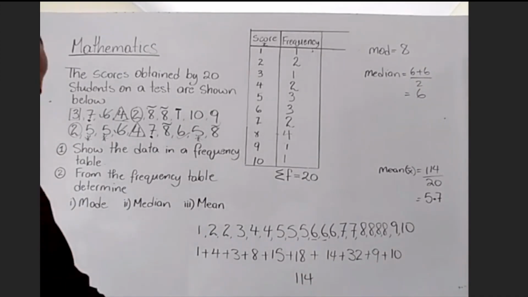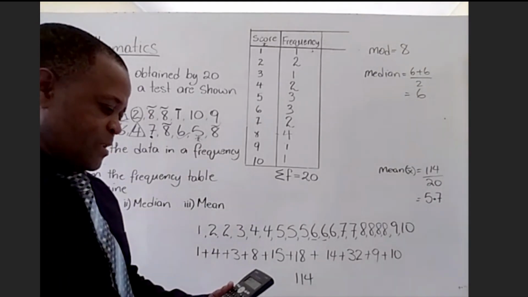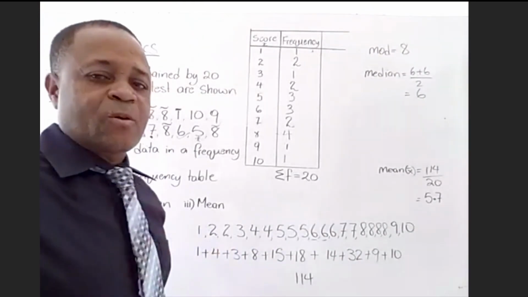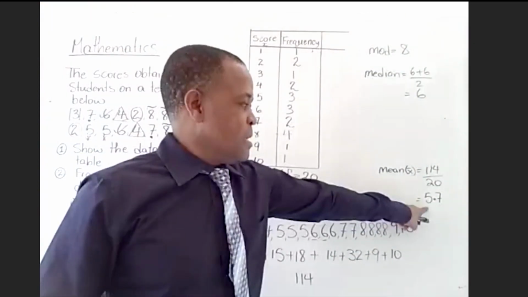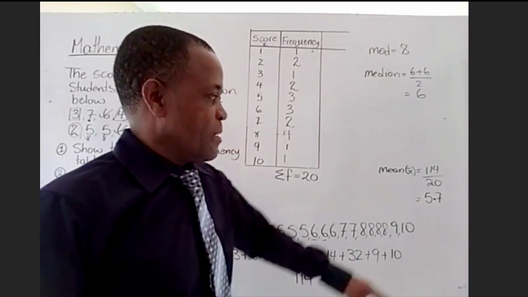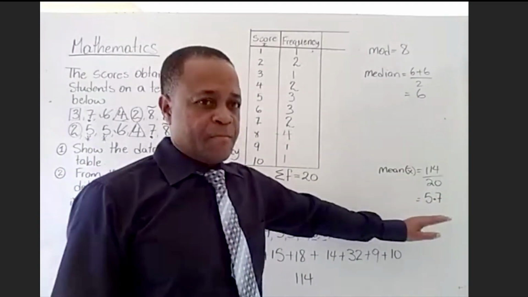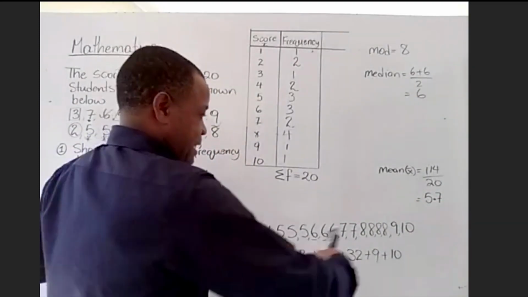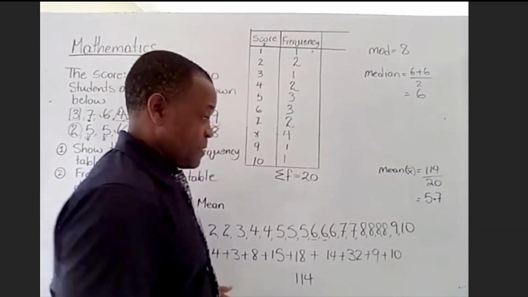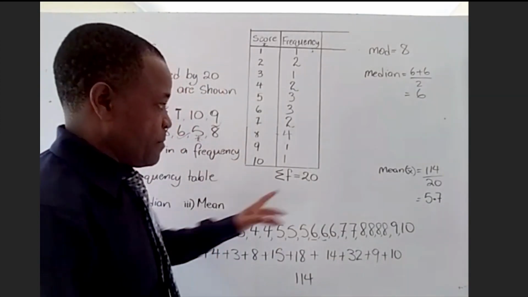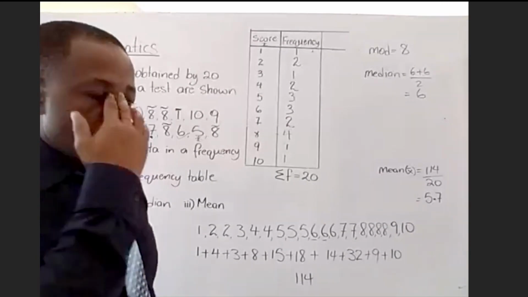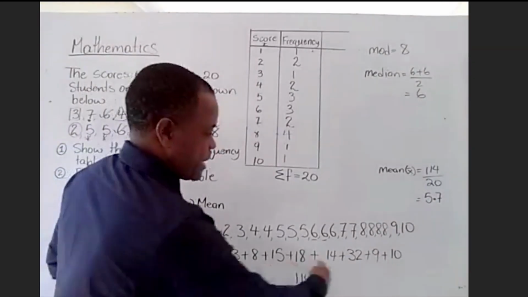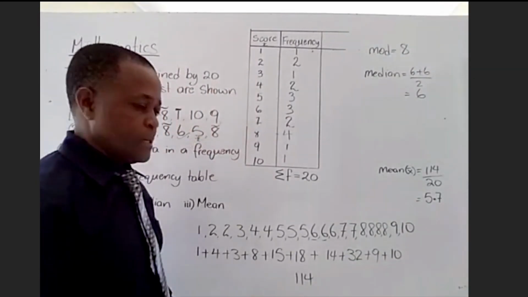All right, so I'm here with my calculator, 114 divided by 20. That will give me 5.7. So here my mean would have been 5.7, and that is calculating the mean from the raw data. Now, why is it important that we understand this aspect of it?